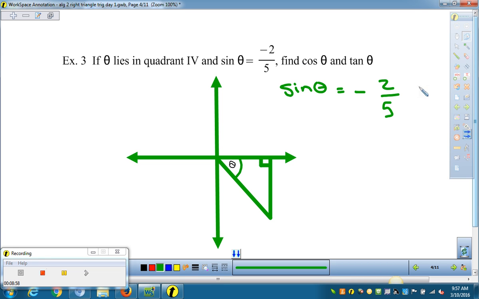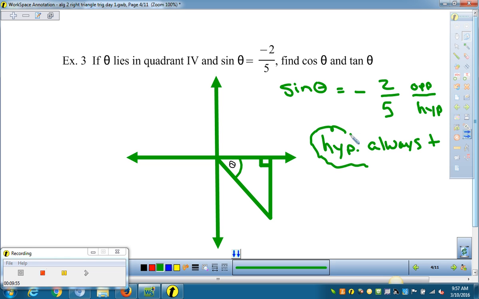So sine is what over what, Ms. Ogasawa? Opposite over hypotenuse. Yeah, we're going to just draw this right on our triangle. What you need to remember is that the hypotenuse is always positive, because it's at an angle, so we can't really determine if we're going positive or negative.